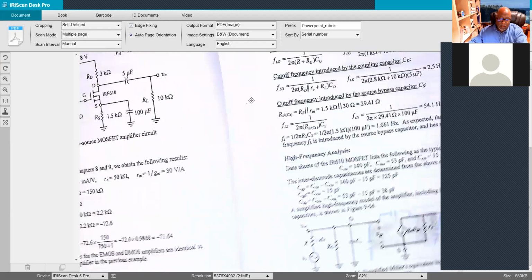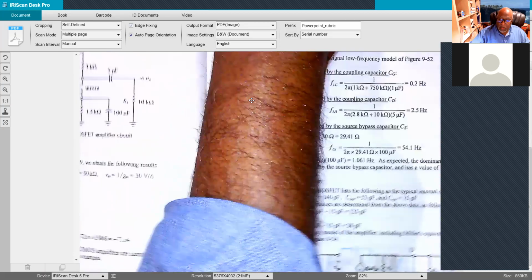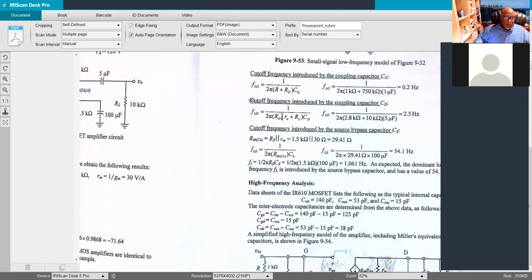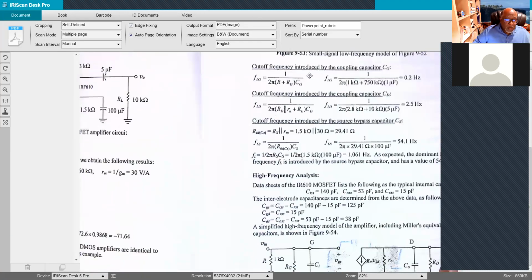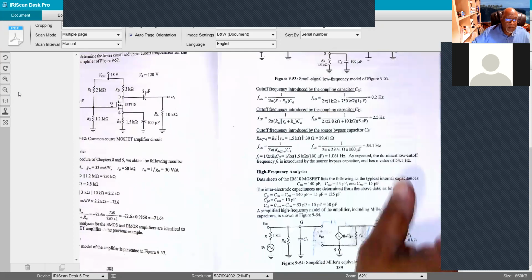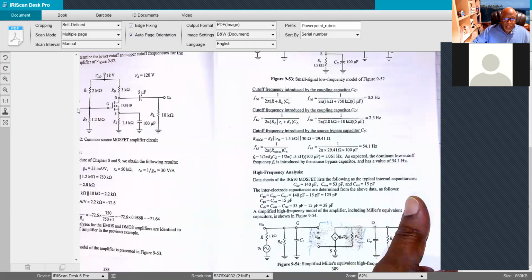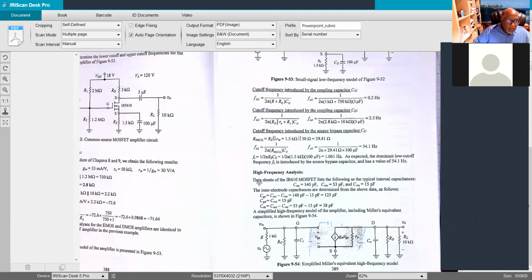So here we're trying to calculate our low pole frequency response because it's C sub C and C sub D, C sub S. These are these capacitors here, and the other one on the other side over here, which you can't see. Then we're doing our high frequency analysis. We'll need to access the data sheet.